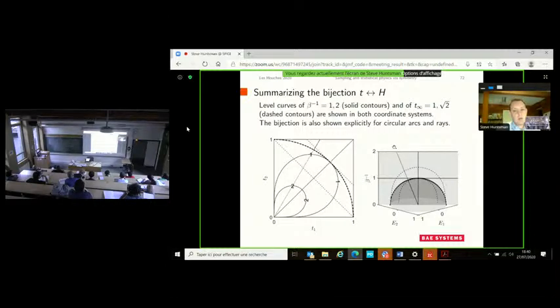So I just want to sort of talk about what this looks like geometrically. I'm showing both sets of coordinates here. On the left, I'm showing the sort of time coordinates, and on the right, I'm showing energy coordinates. And the solid curves here are isotherms. Right, so here's the isotherm for beta equals 1, beta equals a half. Here are the sort of corresponding isotherms.